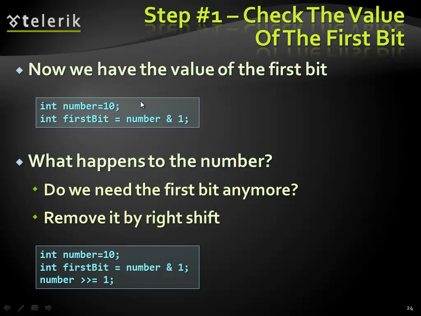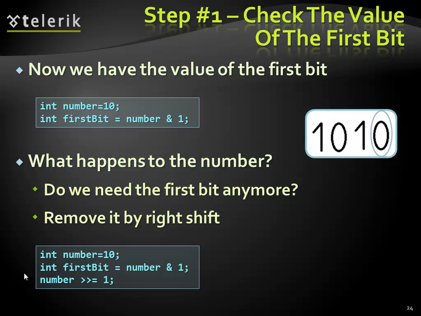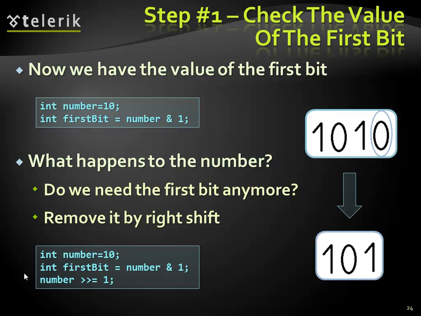Once we're done checking with this bit, we actually don't need it anymore, so we just shift our number to the right by 1 bit. So this is what we're doing here. That's the base step of the implementation. Take the rightmost bit and remove it.